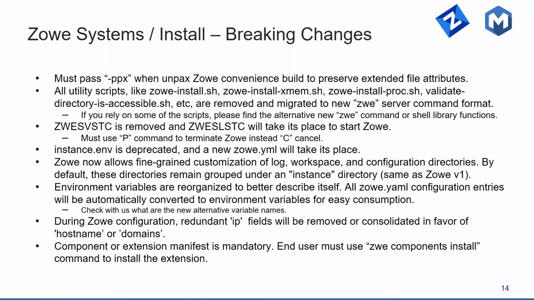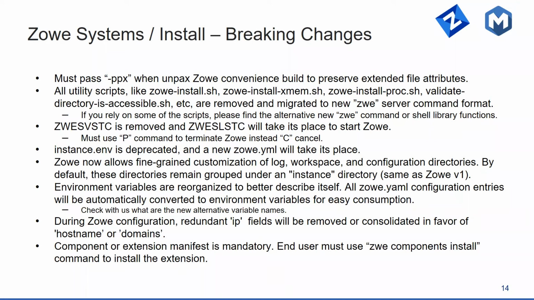If your extension uses some utility scripts from version 1, this will for sure change, and those utility scripts will not exist in version 2. Instead, there's an equivalent zwe server command you can use. If you have trouble finding where it is, feel free to contact us and ask questions in Zowe-dev anytime.